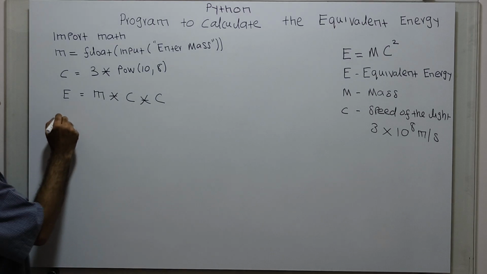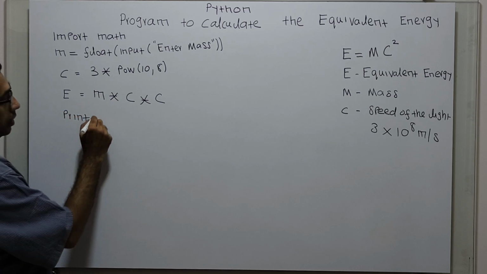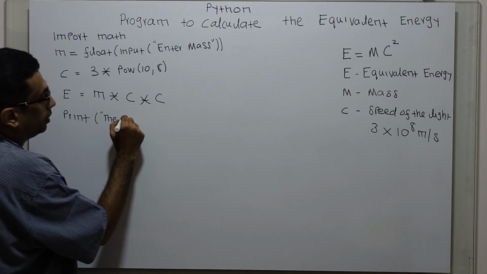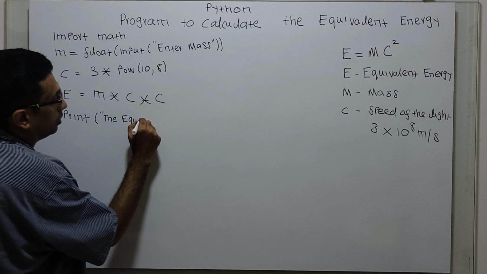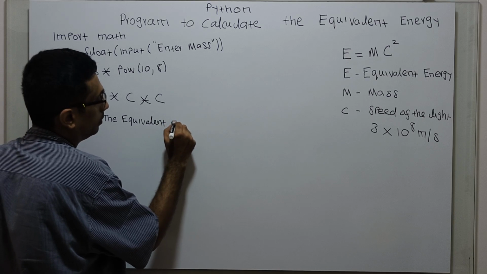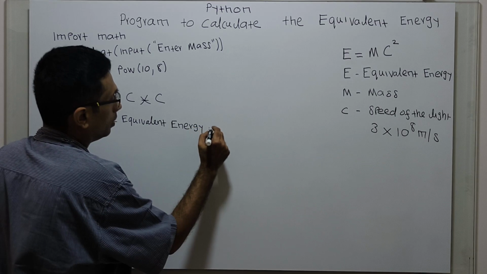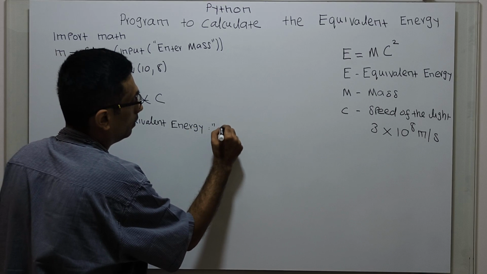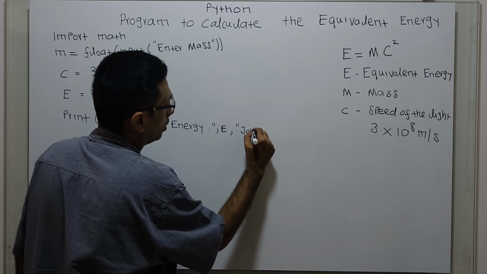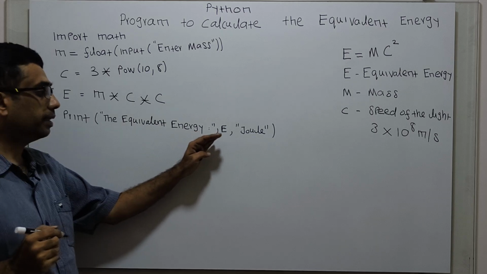Now I am printing the result. Print "Equivalent energy", followed by the value in the variable E, followed by a value joule, which is the unit of measurement of the equivalent energy. Now I have printed the result.